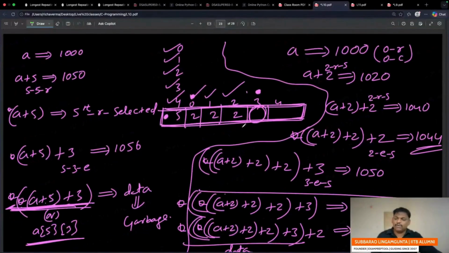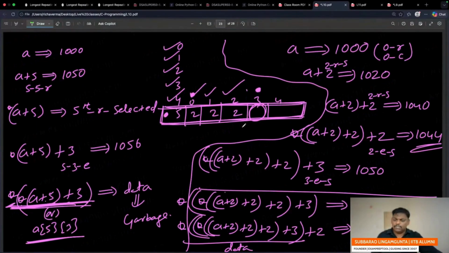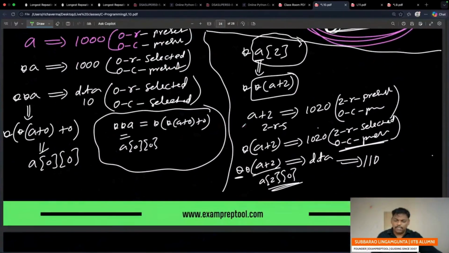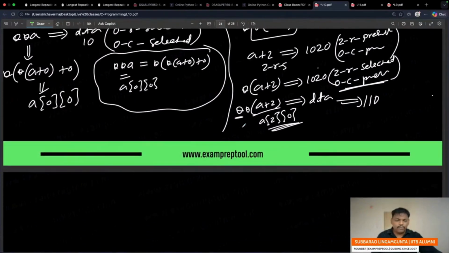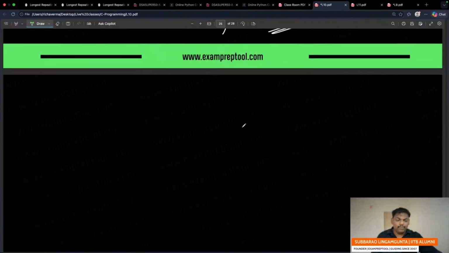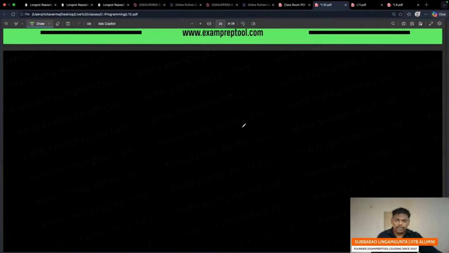Next one, this is A is 1000, A plus 5. I think this is also done. Everyone is perfect. Now I want to say one small thing. Everyone listen. But the size is 4 into 3, 12.